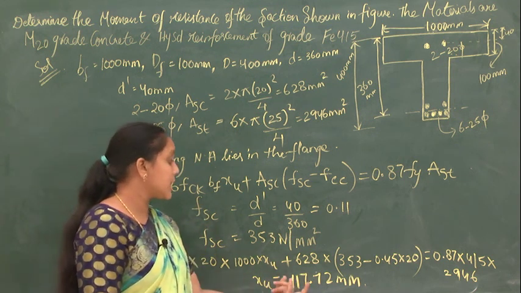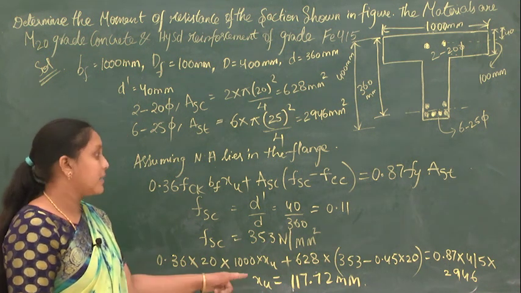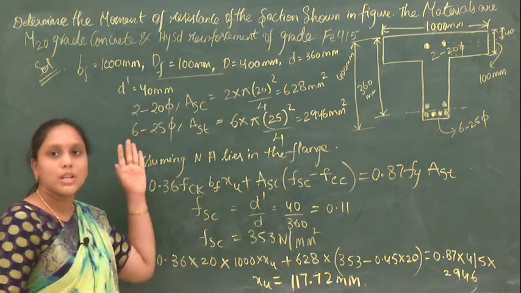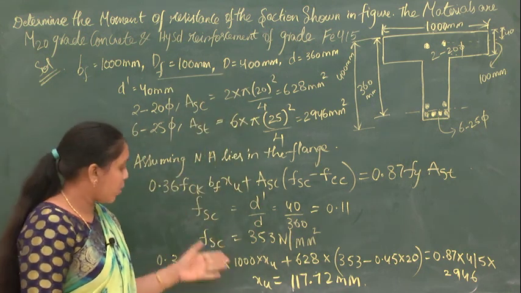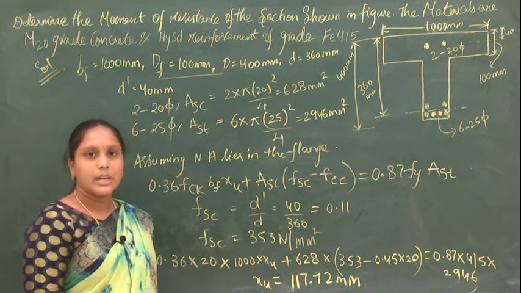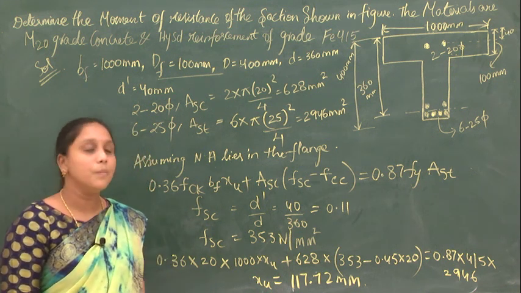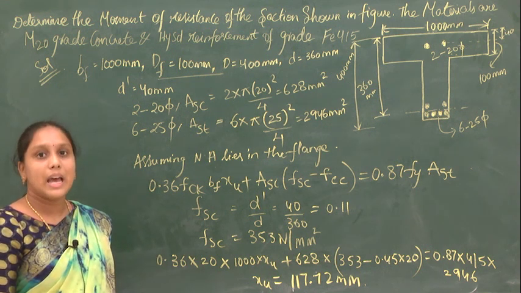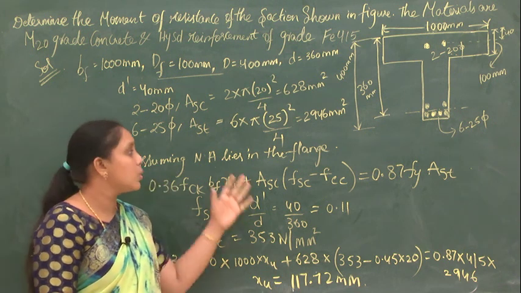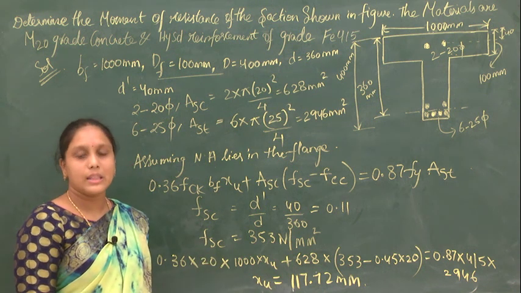Now from this XU value of 117.72 mm, what can you observe? XU is greater than DF. What is the value of DF? It is 100 mm. And what is the value of XU? It is 117.72. Which one is greater? XU is greater. So if XU is greater than DF, what does it mean? It means that the neutral axis is lying in the web. First we assumed that the neutral axis is lying in the flange, but here the neutral axis is lying in the web.